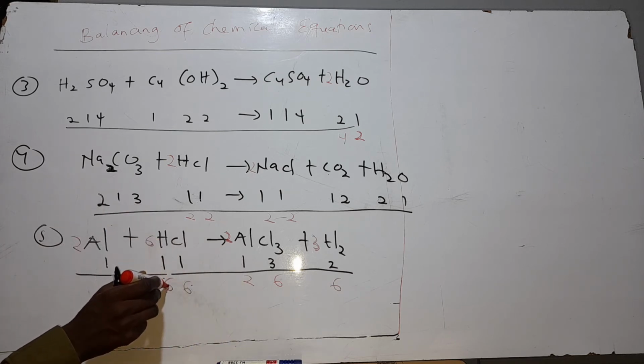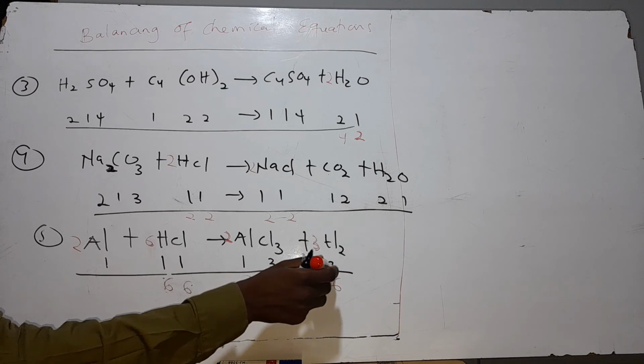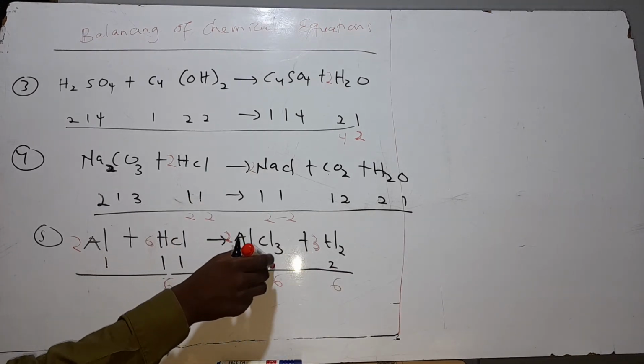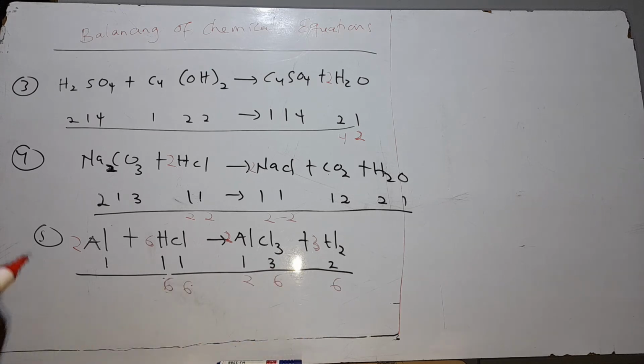Hydrogen, we have 6 here. How many hydrogen do you have here? You also have 6 here. Chlorine, we have 6 here. How many chlorine do you have here? You have 6. So you see that the equation is balanced. And that's as simple as it is.